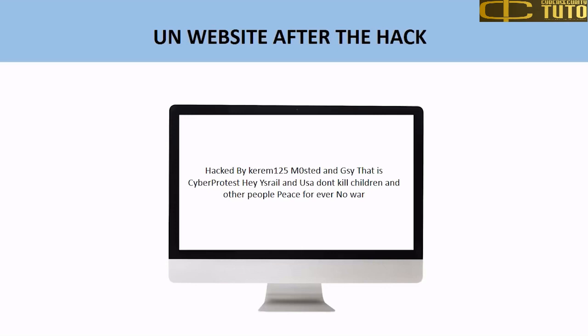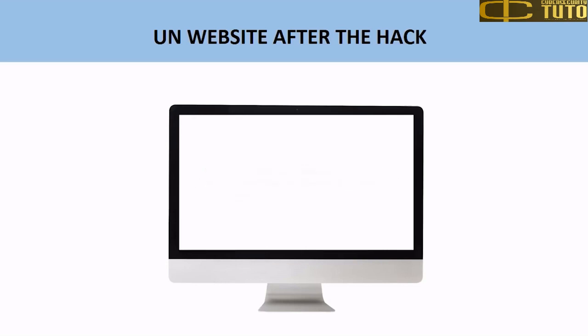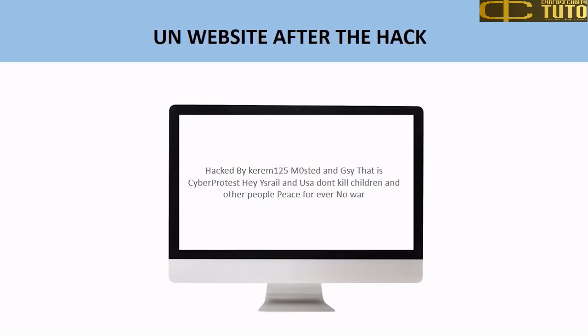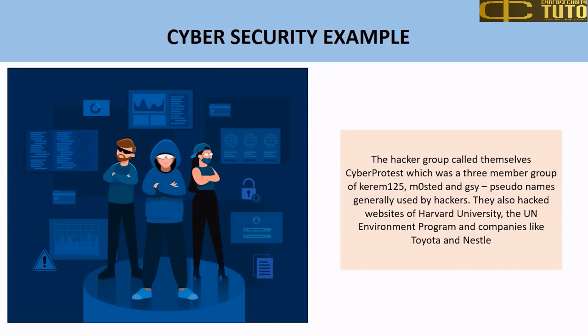After the hacking, the United Nations website showed the message, "Hacked by Kerem125, M0sted and Z, that is Cyber Protest. Hey Israel and USA, don't kill children and other people. Peace forever, no war." This message was displayed continuously on the website. The hacker group called themselves Cyber Protest, a three-member group of Kerem125, M0sted, and Z, pseudonames generally used by hackers. They also hacked websites of Harvard University, the United Nations Environment Program, and companies like Toyota and Nestle.